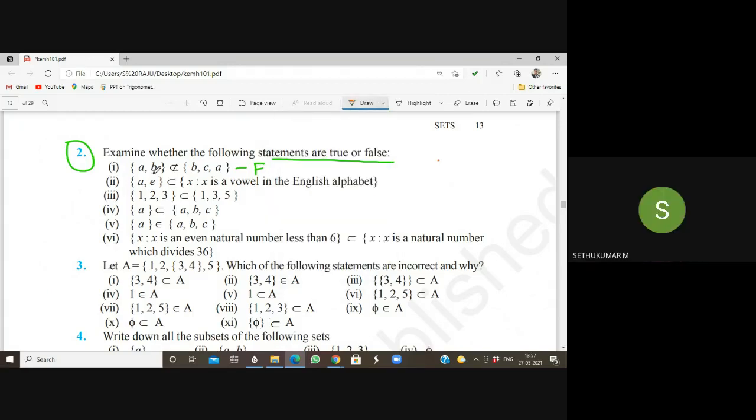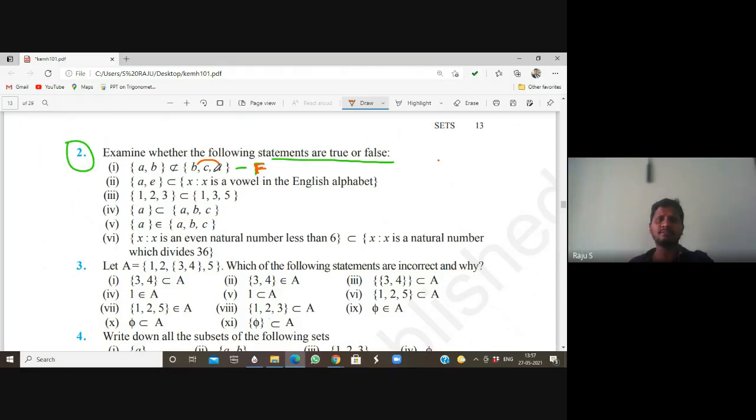Why is it false? Sir, A and B are there in both sets, but they have given "is not a subset of". Exactly, actually it is a subset, but they given not a subset. So false. Second one, true, sir.